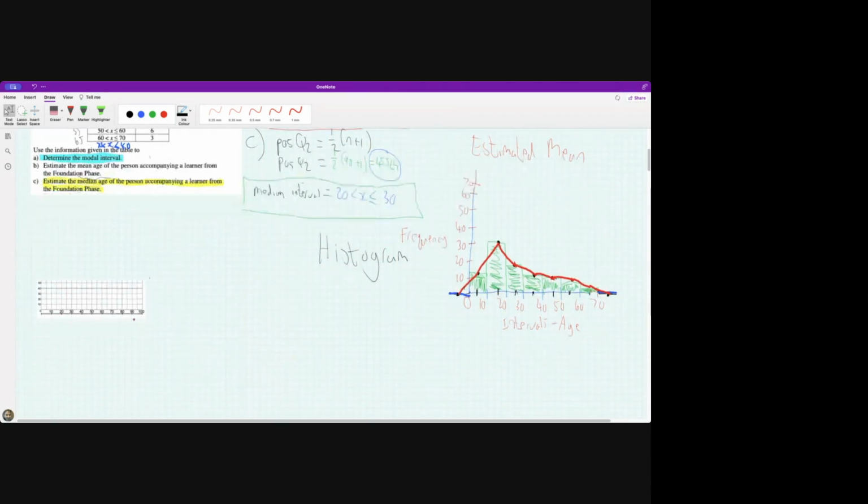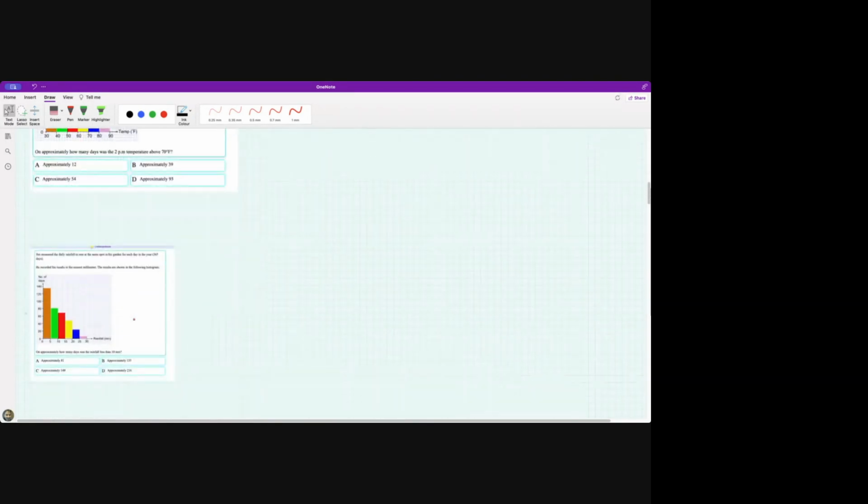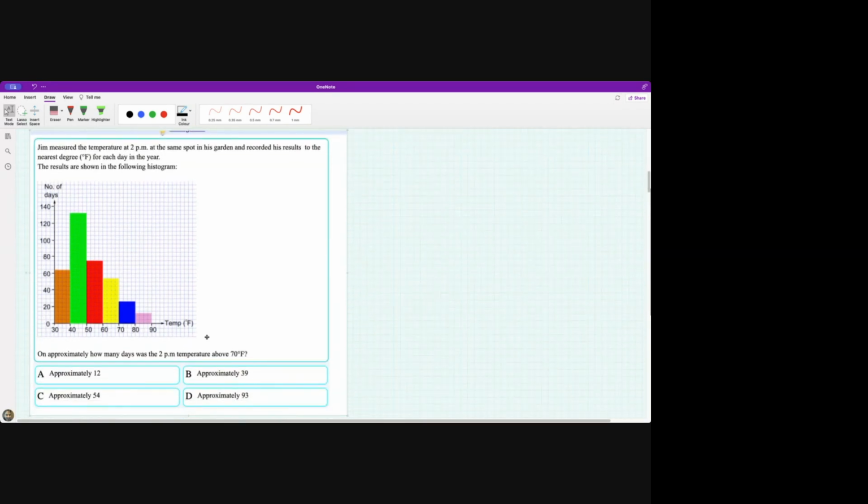We're going to practice this after the break. Before we do that, I want us to just do some multiple choice questions quickly about histograms, and then we'll take a break. So if I look at this histogram, it says, Jim measured the temperature at 2 p.m. at the same spot in his garden and recorded the results to the nearest degree for each day in the year. The results are shown in the following histogram.